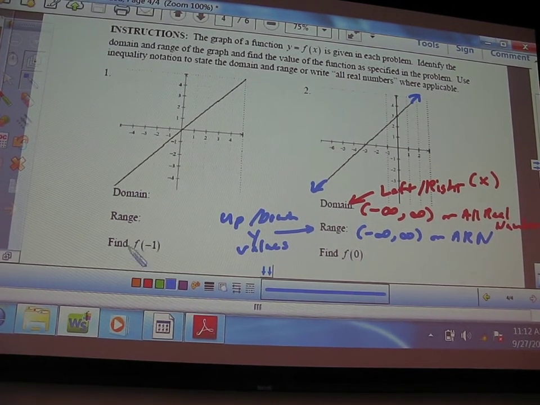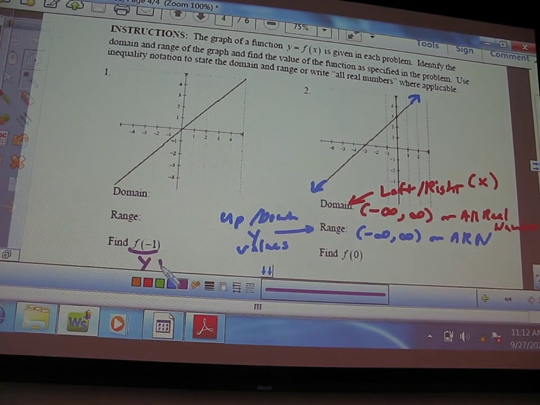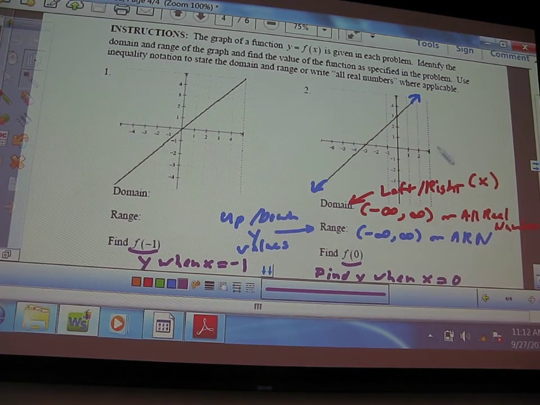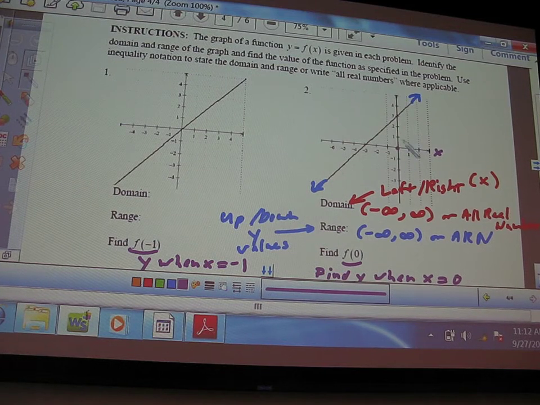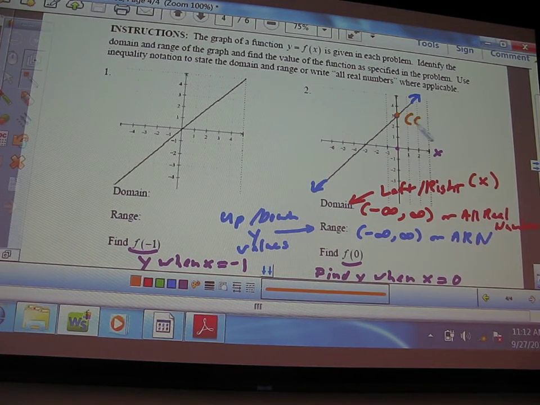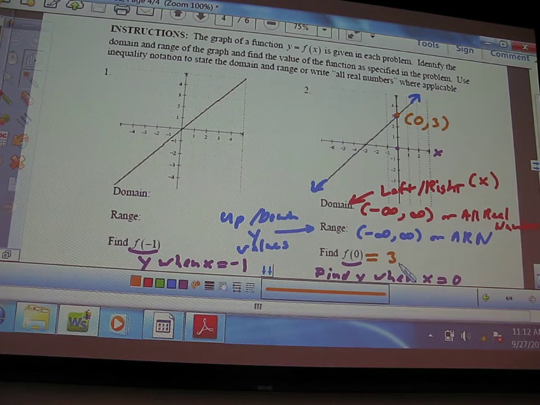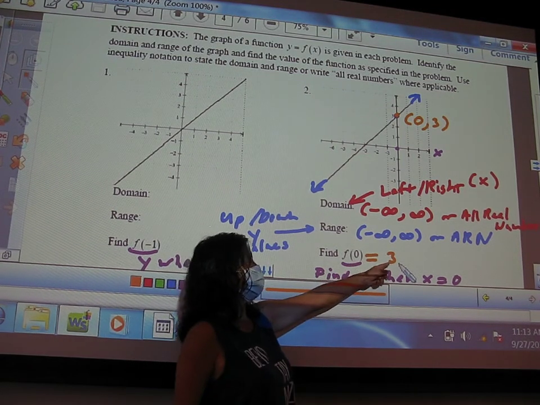Remember, this is y when x equals negative 1. This one here is saying find y when x equals 0. All right, so then we go along the x-axis. Figure out where x is 0. Right here, right? So we're going to go up or down till we hit the line right at that spot. So the question is, what is this point? x is 0, y is what? 3. So f of 0 is 3. That's the y when x is 0. Right? 0, comma, 3. This is my y.